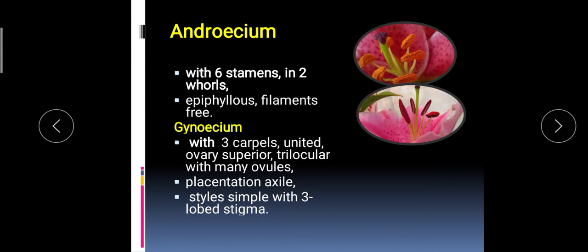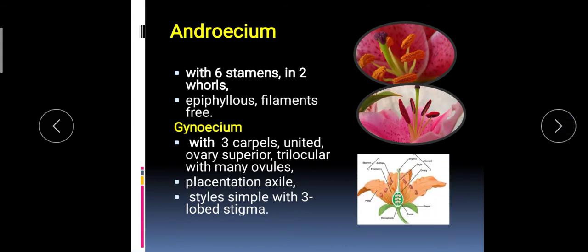many ovules, okay, and axial placentation. Simple style with the 3-lobed stigma. So this is the condition. You can see here simple style, 3-lobed stigma, and also tricarpellary, trilocular, axial placentation. It's a very typical condition.